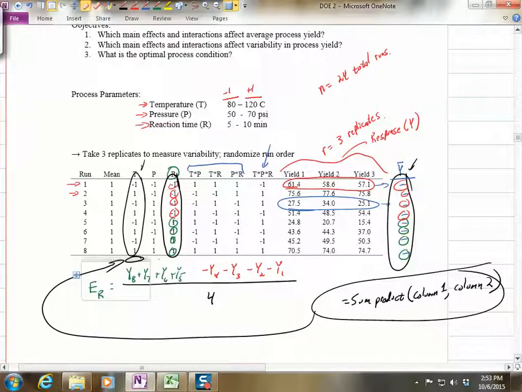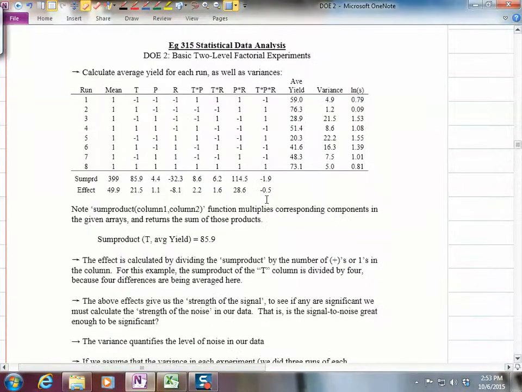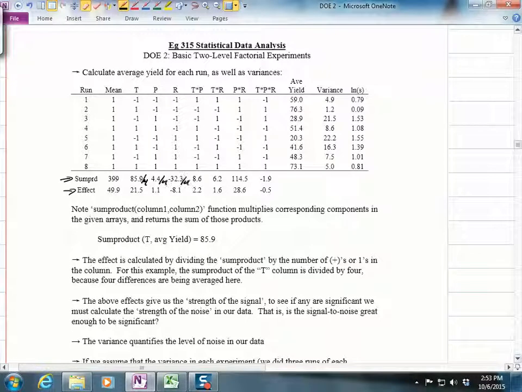Now we can do that at the bottom of each of these columns, and we'll have values for the effects. So that's what I did here. There's the sum product formula, and there are the effects. I just took this, divided that by 4, divided that by 4 to get the effect.